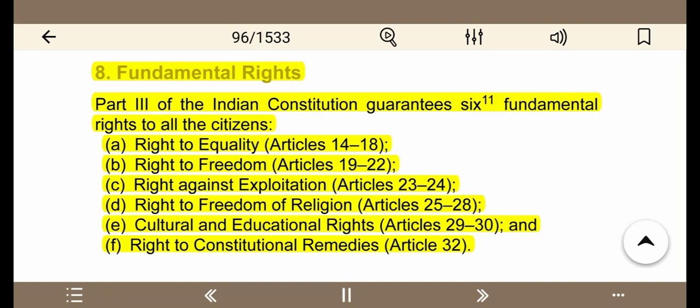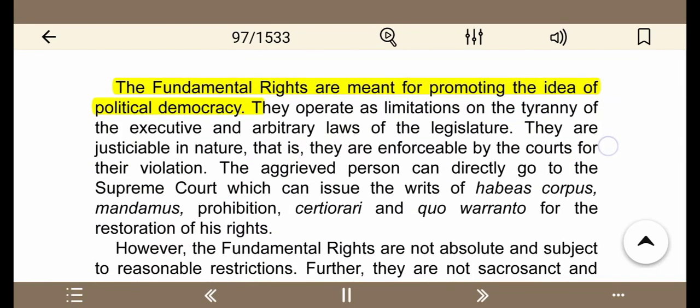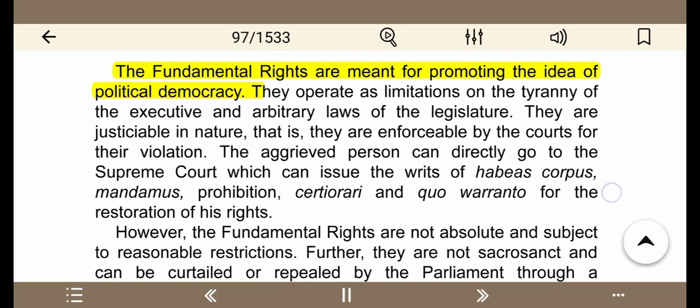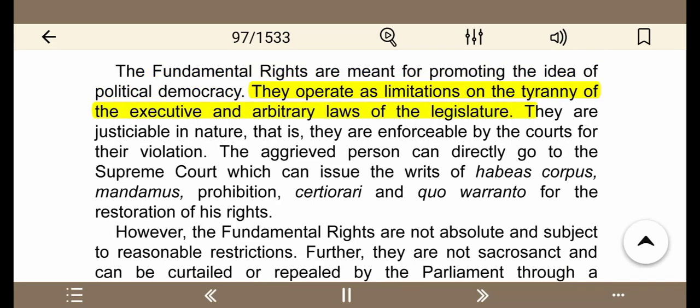Right to freedom of religion, Articles 25 to 28, e. Cultural and educational rights, Articles 29 to 30, and f. Right to constitutional remedies, Article 32. The fundamental rights are meant for promoting the idea of political democracy. They operate as limitations on the tyranny of the executive and arbitrary laws of the legislature.